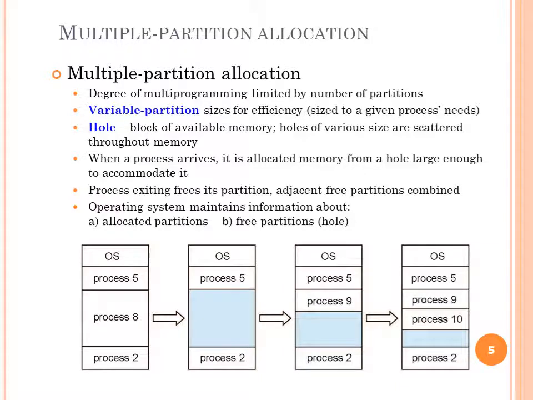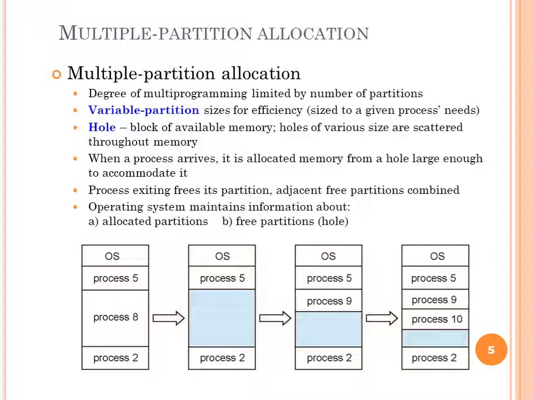Now we'll discuss multiple partition allocation methods. One of the simplest methods for allocating memory is to divide memory into several fixed-sized partitions. Each partition may contain exactly one process. Thus, the degree of multiprogramming is bound by the number of partitions. This method is known as the multiple partition fixed size allocation method. We have one more method, the variable partition scheme.